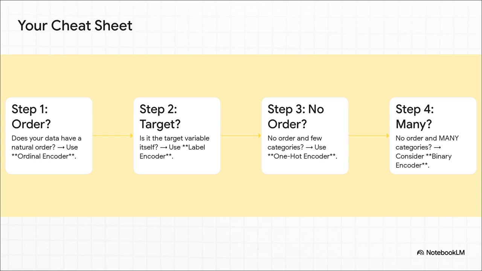If not, ask the next question, is this the actual thing I'm trying to predict? If it is, a simple label encoder will do the job perfectly. Now, if it's just a regular feature with no order, you're probably going to use a one-hot encoder. But, and this is the key, if that feature has tons of categories, then you should really consider the more efficient binary encoder to keep things from getting out of hand.